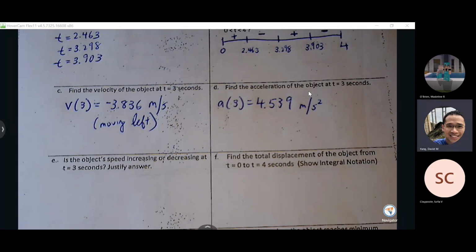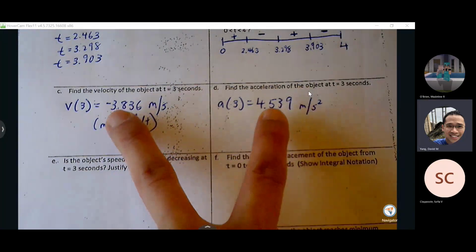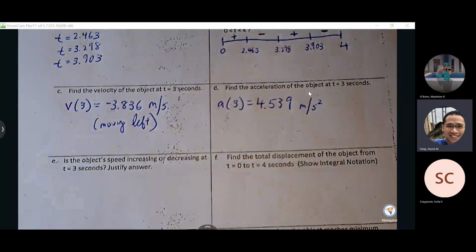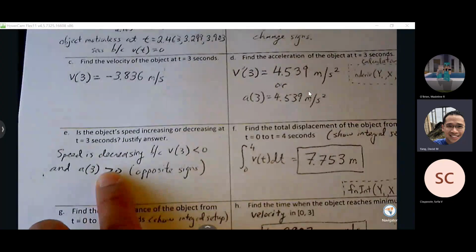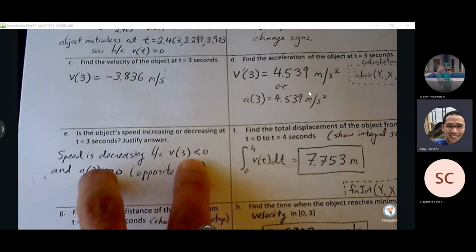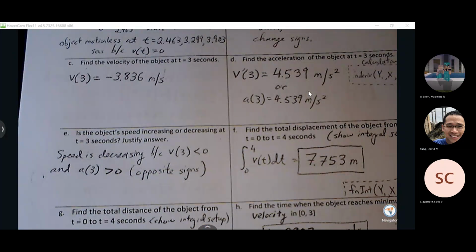Okay, is the object's speed increasing or decreasing? Well, increasing, decreasing speed, we have to compare the what? Signs of the velocity and acceleration. So if they're the same, speed is increasing, but if they're different, speed is decreasing. Speed is decreasing because v of 3 is less than 0 and a of 3 is greater than 0, opposite signs.